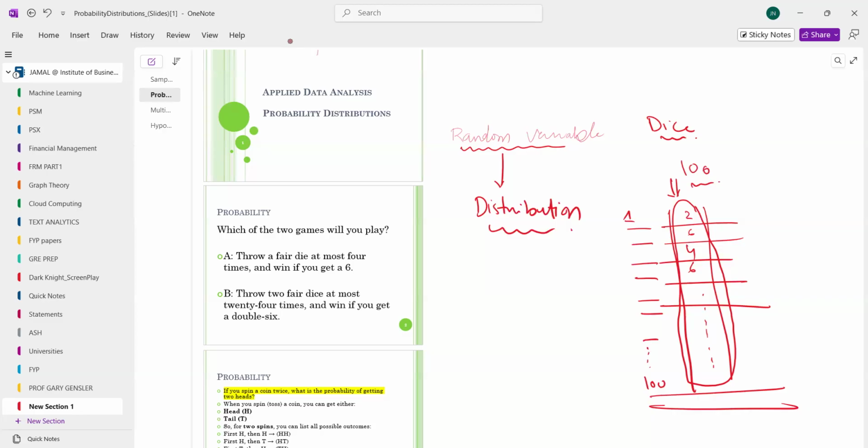Just understand the difference between the discrete distribution and the continuous distribution. I'm repeating it again. In the discrete distribution, you have a very certain solid point, right? In the coin toss example, you have either head or tail. There is nothing between head and tail.